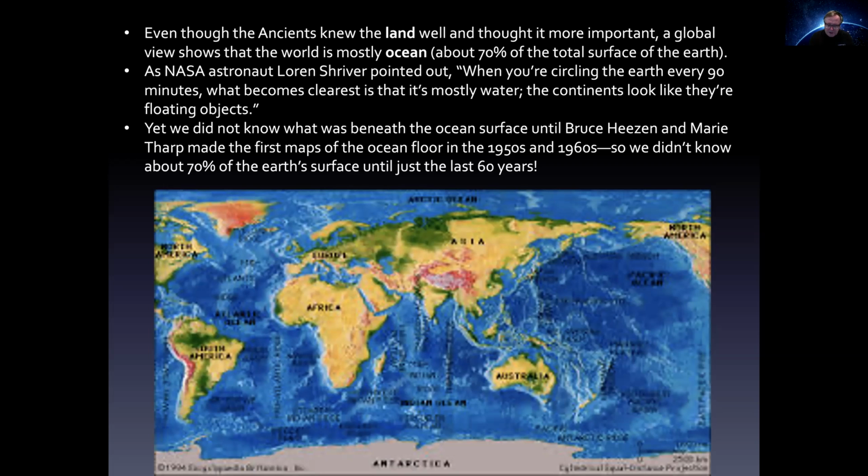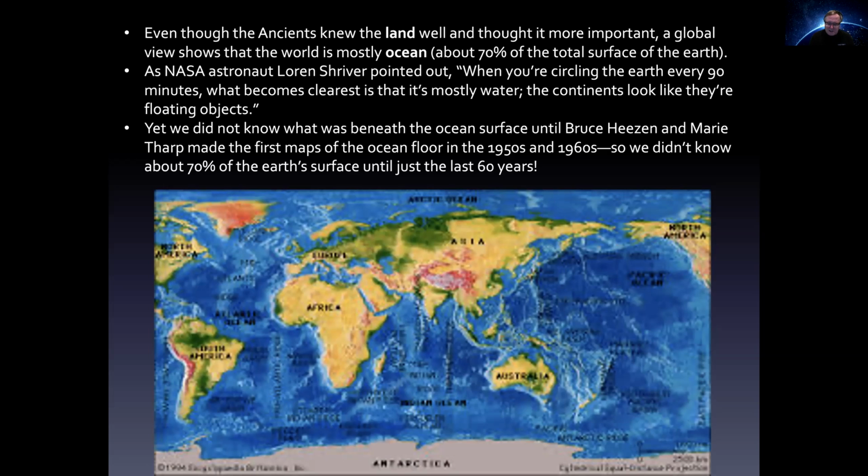The world is mostly oceans, about 70% ocean and 30% land. Famously, the NASA astronaut Lawrence Shriver said, when you're circling the Earth every 90 minutes, what becomes clear is that it's mostly water. The continents look like they're floating objects, okay? So that's the first takeaway here: we are the ocean planet, and we're, as far as we know, the only planet anywhere that has liquid water in large quantities in oceans of that size.